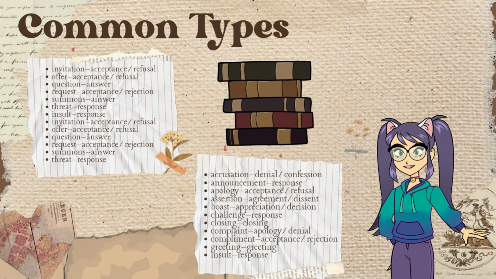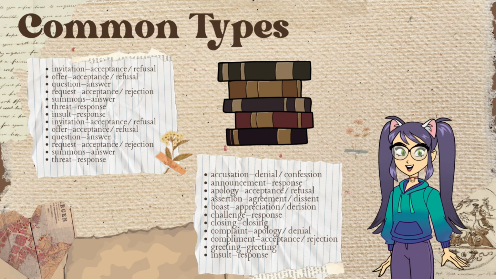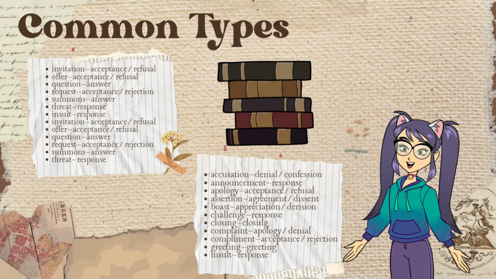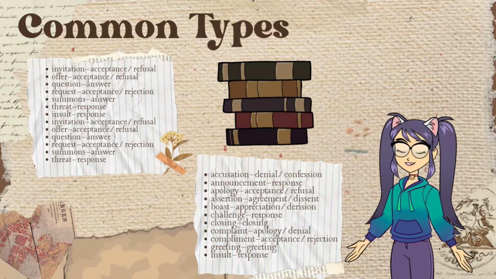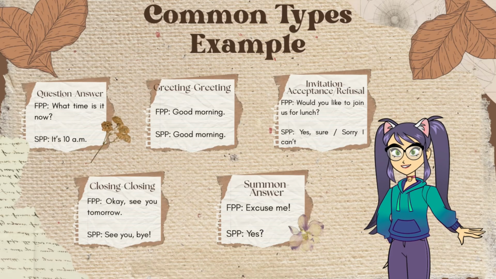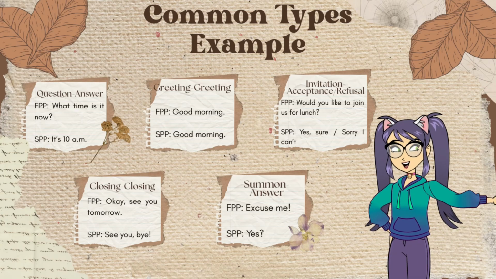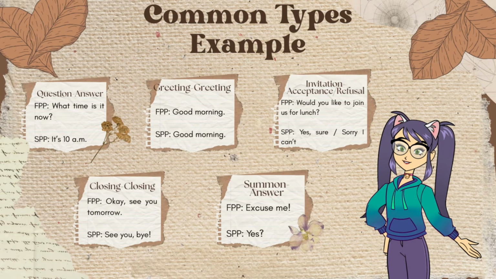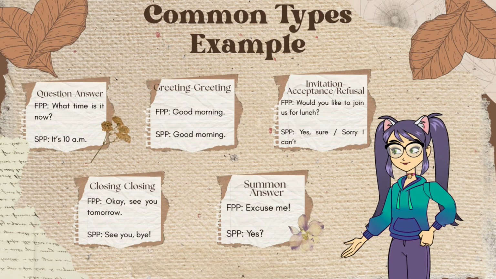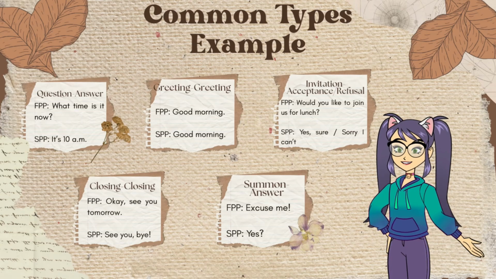On this slide, you can see common types of adjacency pairs that occur in daily conversation, which include greetings, questions and answers, offers, invitations, closings, and more. Now, let's focus on a few examples to see how they actually work in real conversation. First, question and answer. The question is, "What time is it now?" And the answer is, "It's 10 a.m." A question requires an answer. If someone replies, "I'm tired," it will break the adjacency pair because it does not respond to the question.